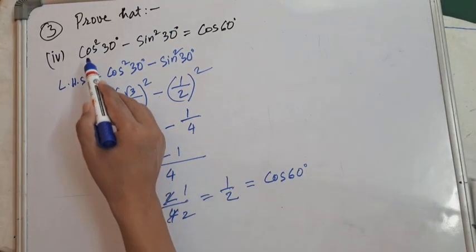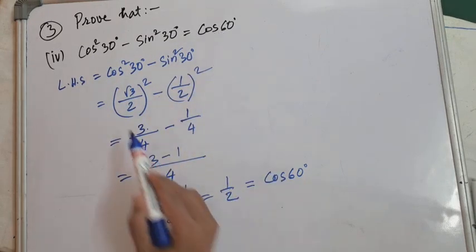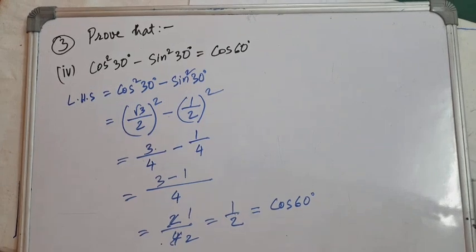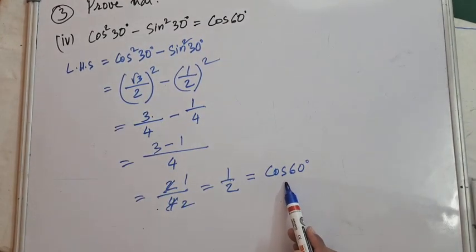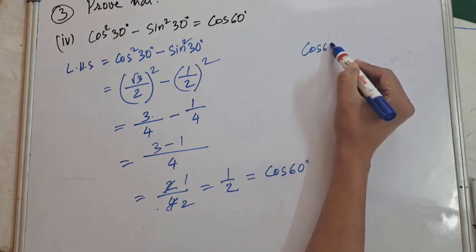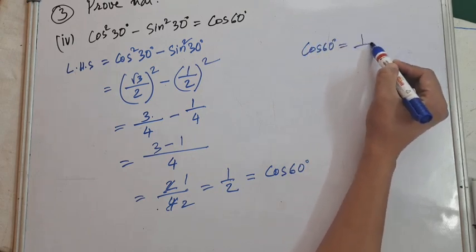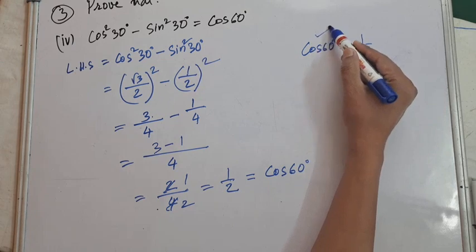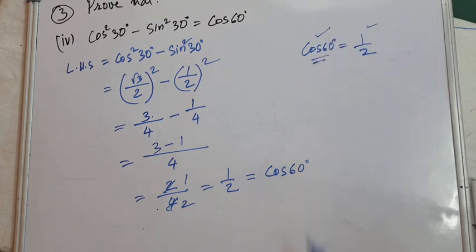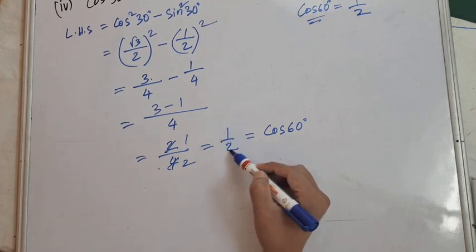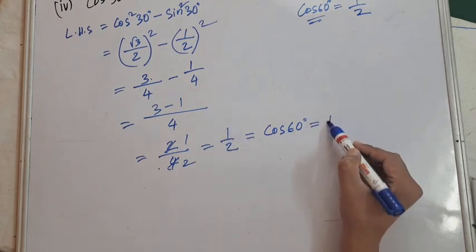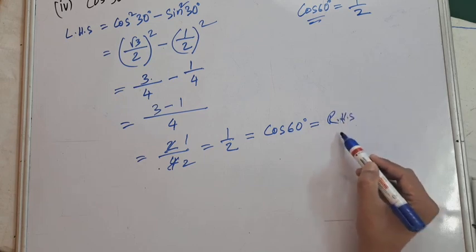So we are asked to prove this equal to cos 60 degree. So we use this and we proved this equal to cos 60 degree, isn't it? Because the value of cos 60 degree is 1 upon 2. So instead of this 1 upon 2, I can write cos 60. So this is equal to RHS. Hence proved, okay?